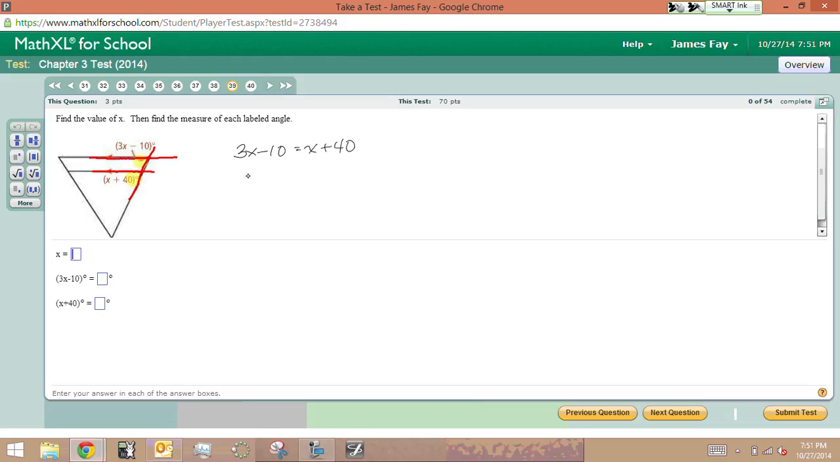Okay. Subtract x from both sides, you get 2x minus 10 equals 40. Add 10 to both sides, 2x is equal to 50. Then x is 25. Alright. Now, that would go there. Now they want 3x minus 10. Well, 3 times 25 is 75 minus 10 is 65. And this x plus 40 is also 65. The fact that those two things are the same should tell you that this equation was correct.